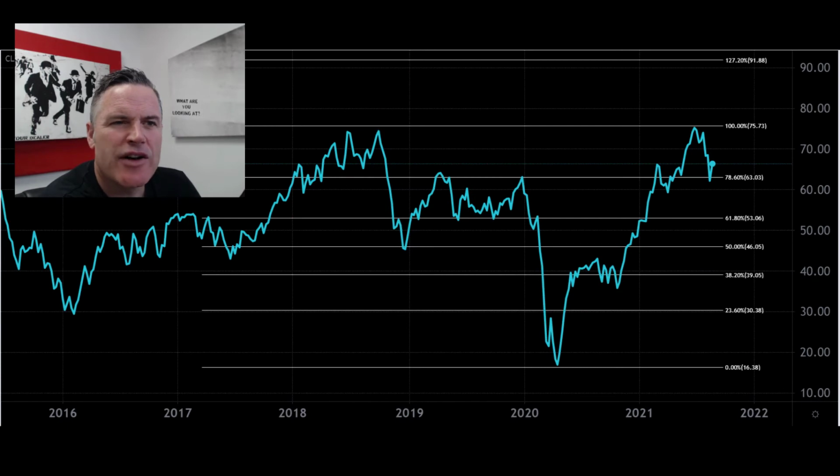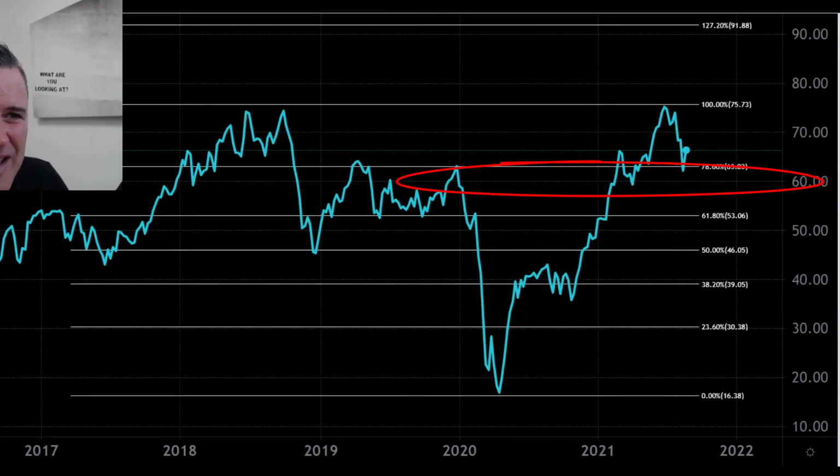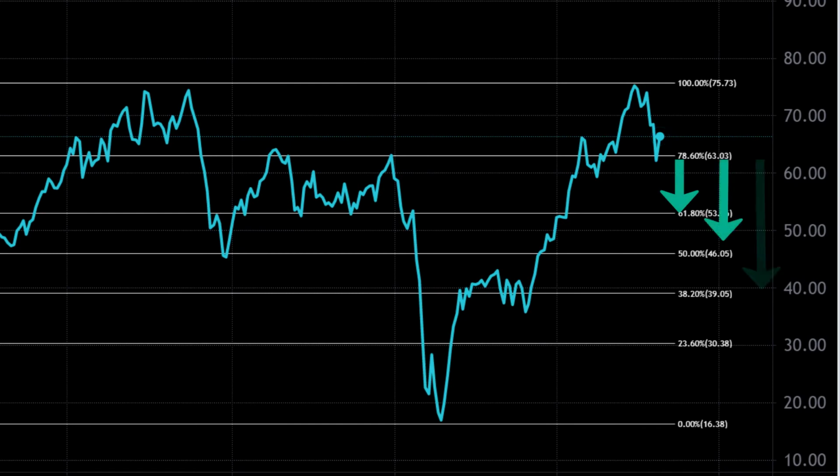So on the weekly line chart, what can we take away from that? Well, we've got a lot of history there going back 4 or 5 years, and price currently sitting in the mid $60s, just above the 78.6% Fibonacci line. There has been sort of support around that $63 area in the past, in 2019 and 20. Breakdown from there, and we're looking at 53, and then 46, and then down to that key 39, 38.2%.